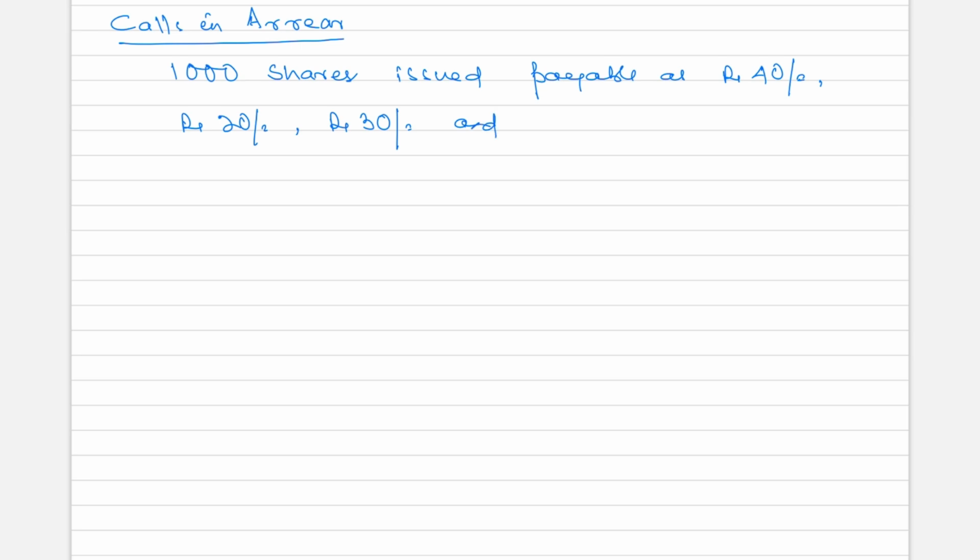Suppose, for example, a holder of 1000 shares issued, payable as rupees 40 on application, rupees 20 on allotment, rupees 30 on first call and rupees 10 on second and final call.